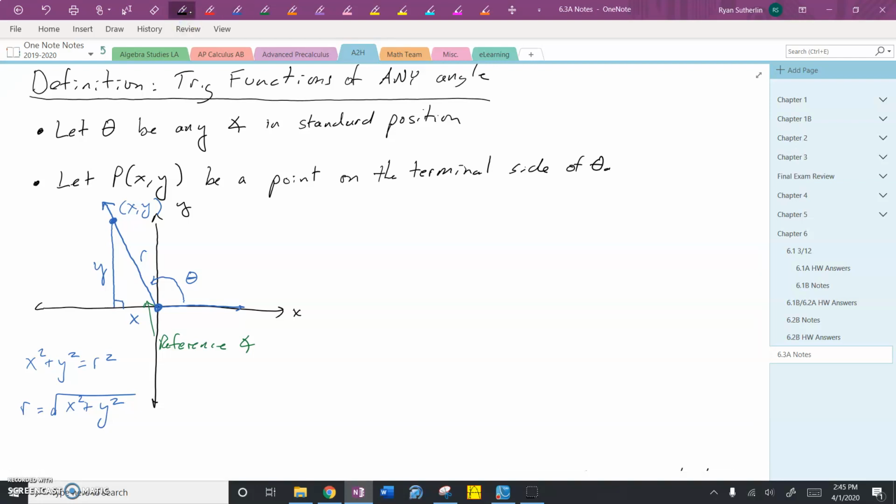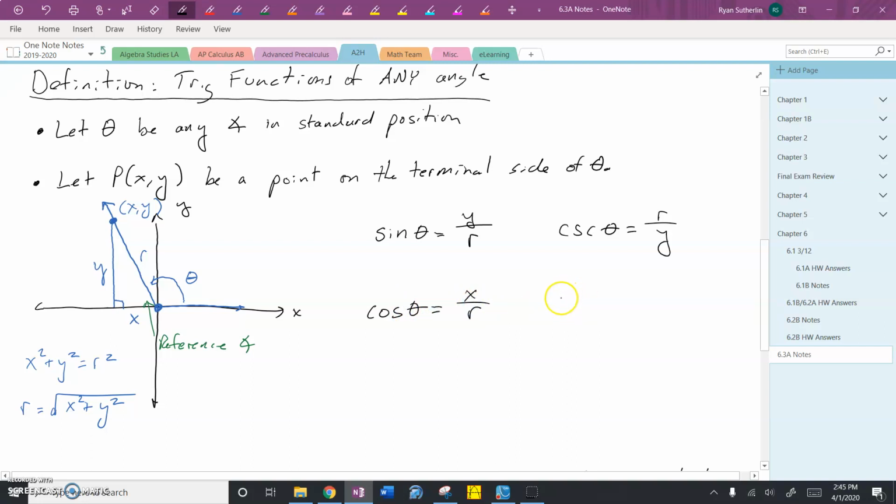So sine of theta is going to be opposite over the hypotenuse, so y over r. So cosecant theta is r over y. Cosine theta is x over r.